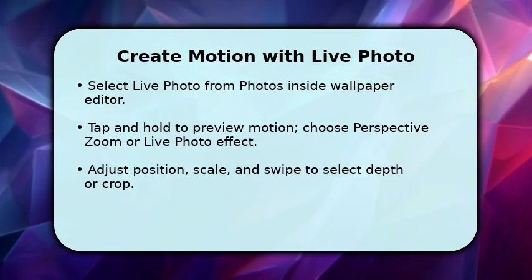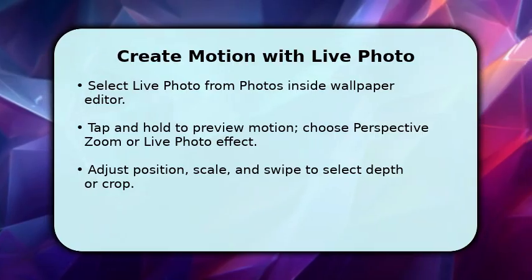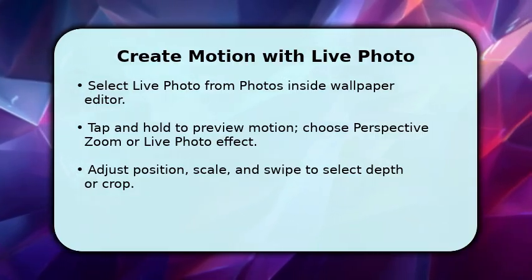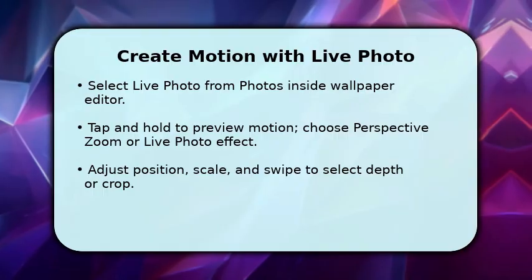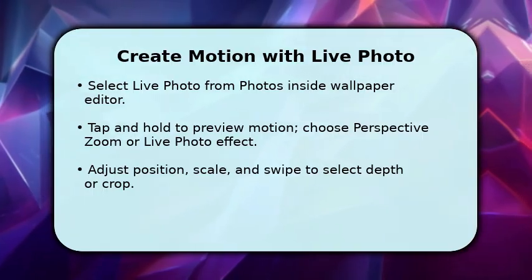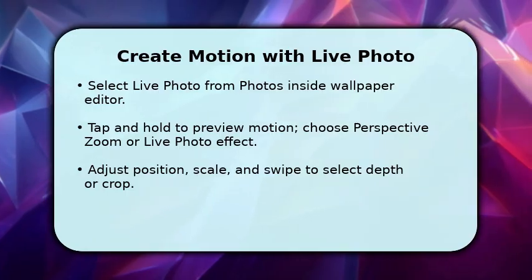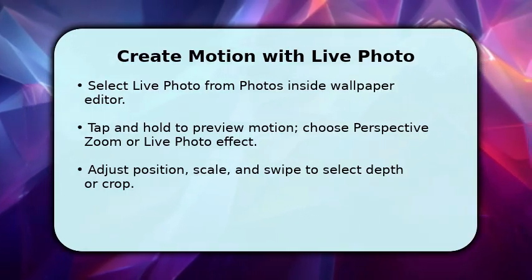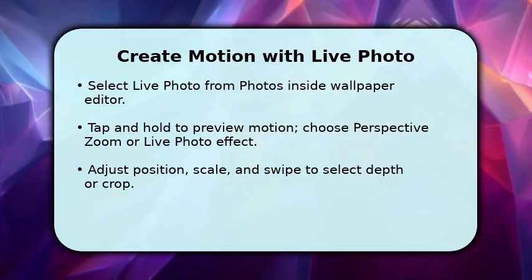Now you create the actual movement. Pick a live photo inside the wallpaper editor and preview it by tapping and holding. You'll hear and see the motion. Choose between perspective zoom and live photo motion. Perspective uses device tilt for parallax. Live photo plays a short clip.